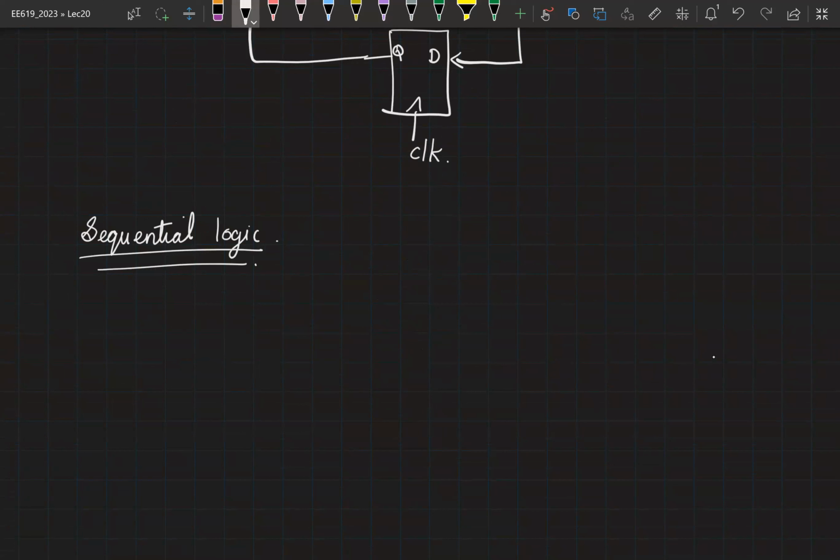So in the next class, we will start by looking at the top level properties of flip-flops and latches. And then we will slowly go into the transistor level implementation of these circuits.